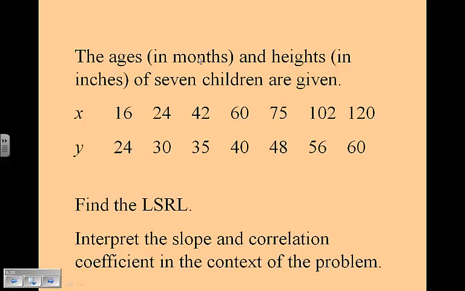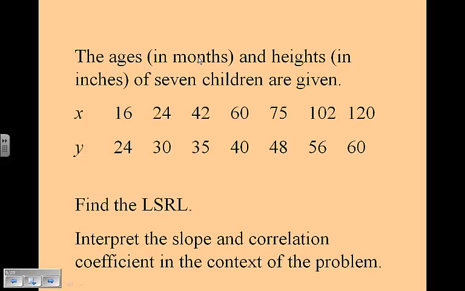And once you put them in, you have them in your list. The next thing that I want you to do is go into your stat menu, over to calculations, and you want to do linear regression ax plus b, or a plus bx, whichever one your calculator has, and that will give you the least squares regression line.